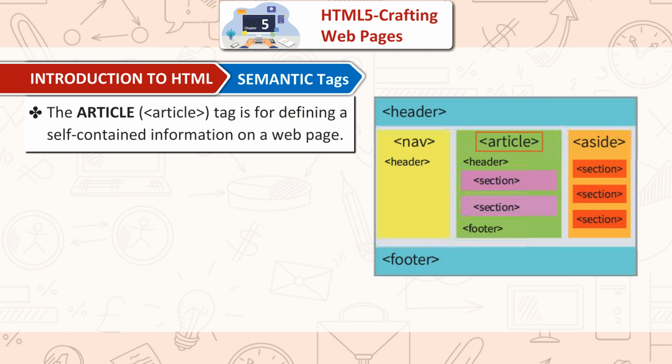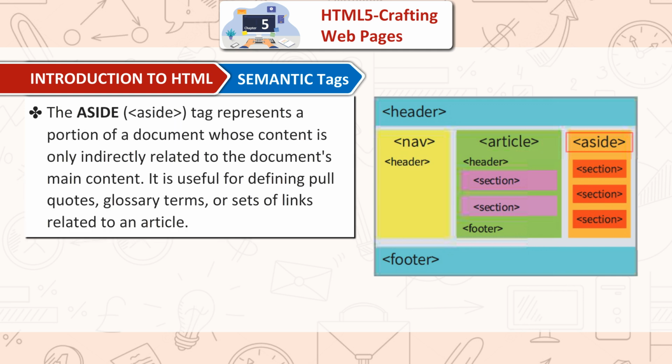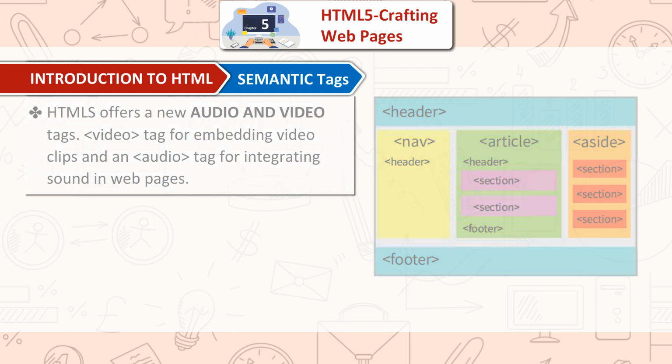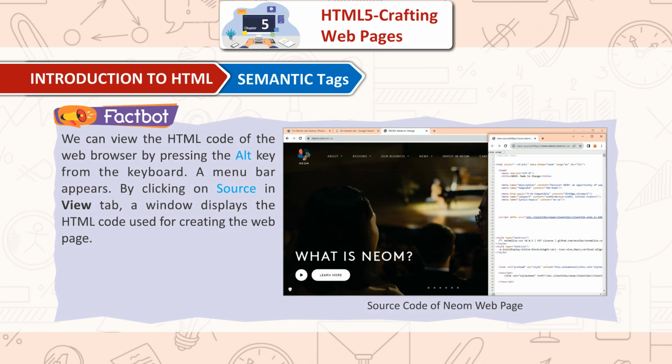The article tag is for defining self-contained information on a web page. The aside tag represents a portion of a document whose content is only indirectly related to the document's main content. It is useful for defining pull quotes, glossary terms, or sets of links related to an article. HTML5 offers new audio and video tags: a video tag for embedding video clips, and an audio tag for integrating sound in web pages. Factbot.